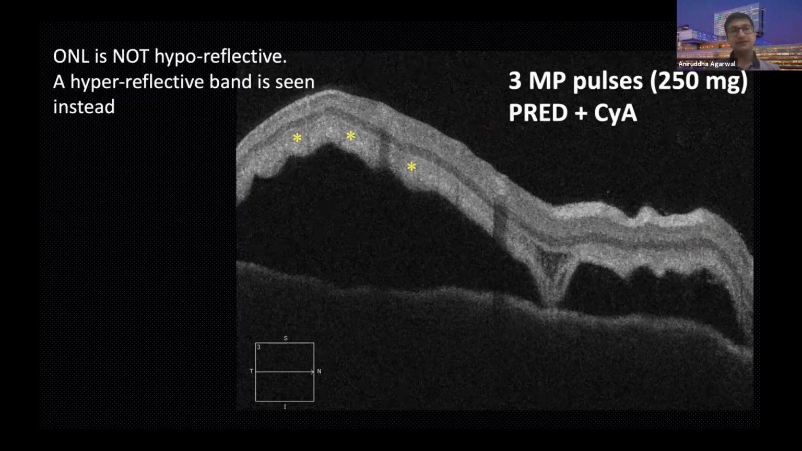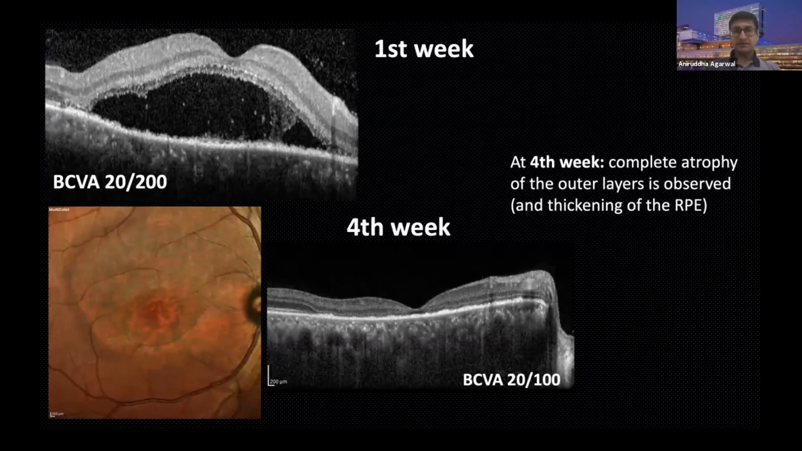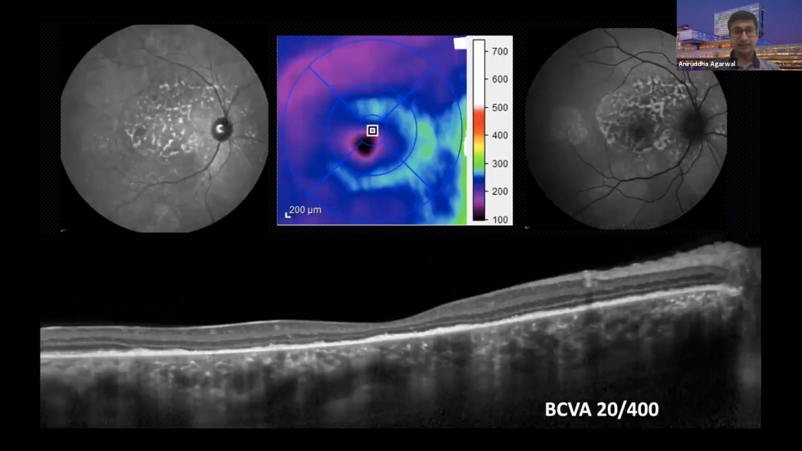But what is important is that the outer nuclear layer is not hyporeflective in this patient. Instead, you see a hyperreflective band. So these are the normal layers of the retina where you should see a normally hyporeflective outer nuclear layer. But in this patient, you see a hyperreflective zone. You don't really see the outer nuclear layer. The importance of this is once the patient was treated, this patient developed atrophy of the choriocapillaris and RPE subsequently.